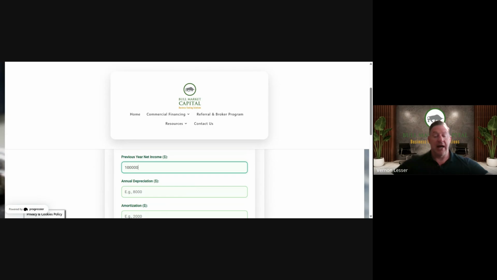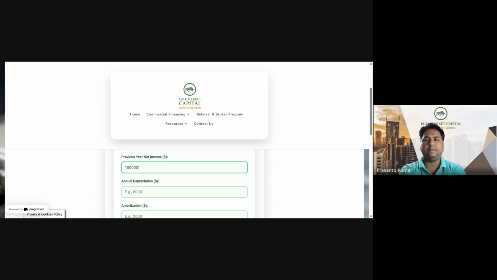All right. So the next line would be an add back line, which is annual depreciation. Depreciation is shown in your tax returns, and that's for tangible assets like commercial real estate, equipment, and vehicles as well. So Prasanto, give me a number for annual depreciation for 2024. All right, $12,000. $12,000. Okay.